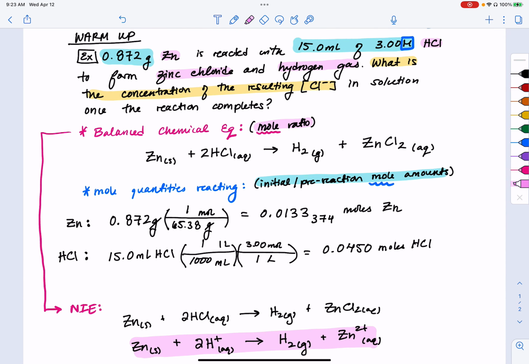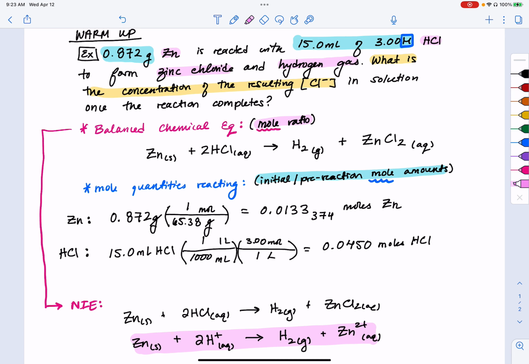So all of this work was just setting up our pre-reaction initial conditions, right? We know the mole ratio, our recipe that tells us in what proportion our things need to react together in order for this reaction to happen in the first place. And then we also know what's in our pantry. We know what our mole quantities that we have available to us are in order to react. Like we know how much of these things we're mixing together expressed in mole quantities.